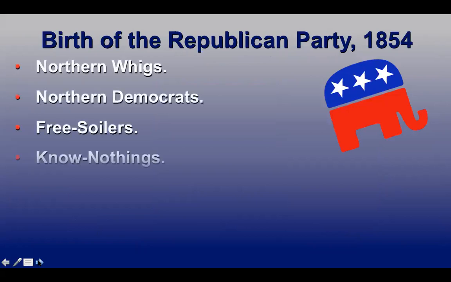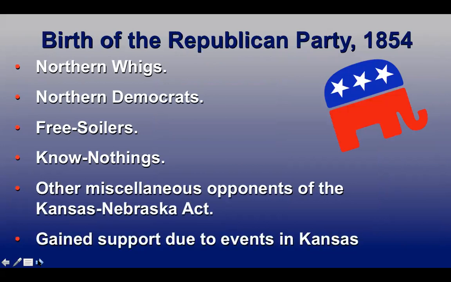Out of this as well, we do get another political party. This new political party is one that you're probably familiar with, and this is the birth of the Republican Party that we have today. It was a mixture of Northern Whigs and Northern Democrats, as well as some Free Soilers and some Know-Nothings and other opponents of the Kansas-Nebraska Act. And the Republican Party really does gain steam, gain popularity through the Bleeding Kansas events. The Republican Party, their stance was to end slavery.